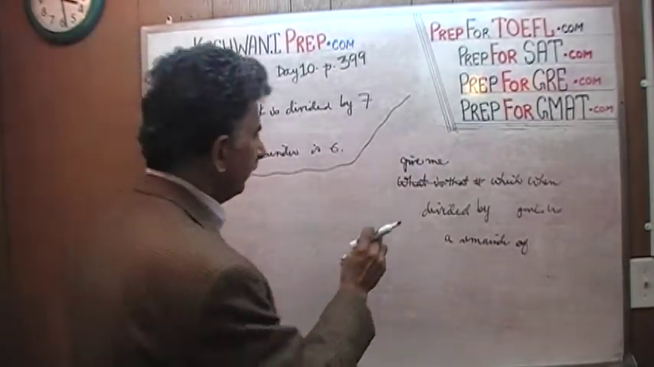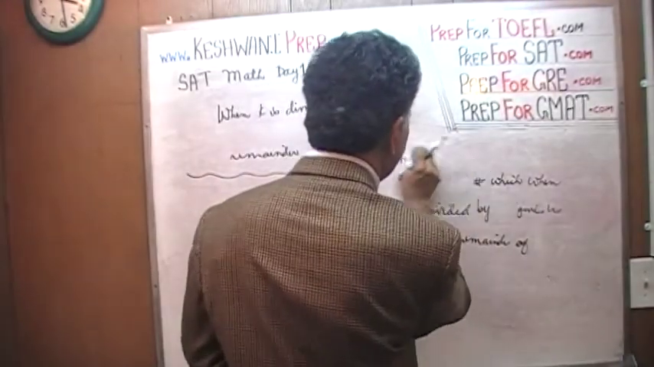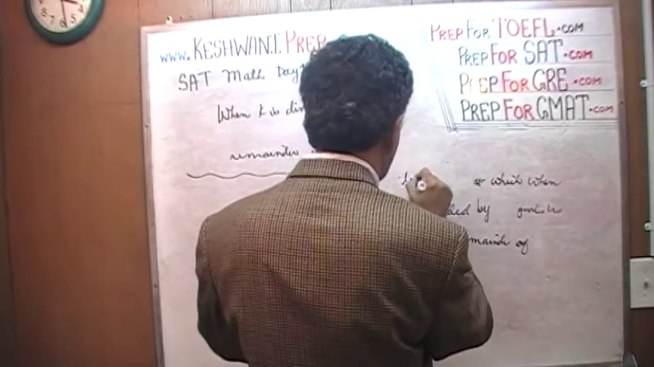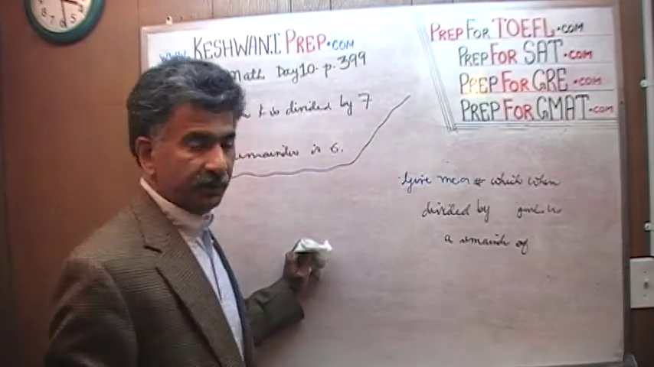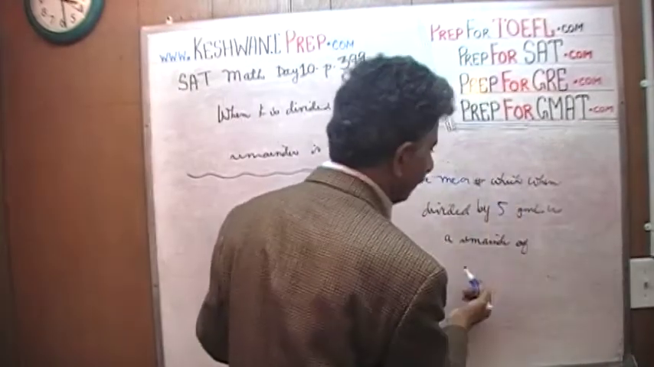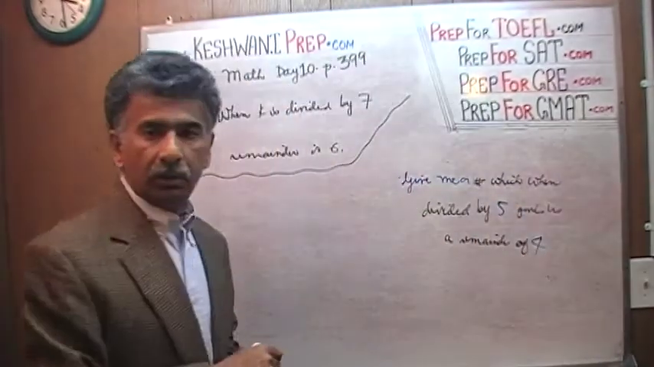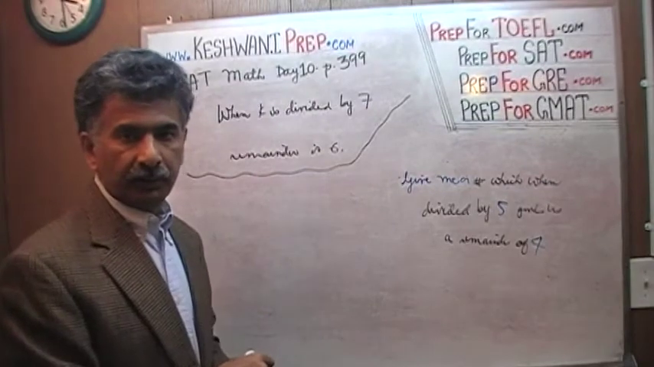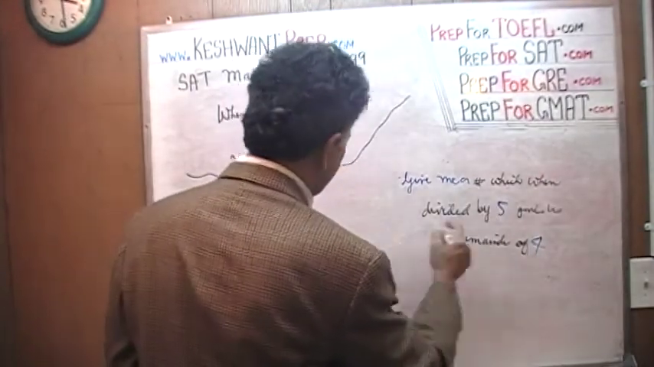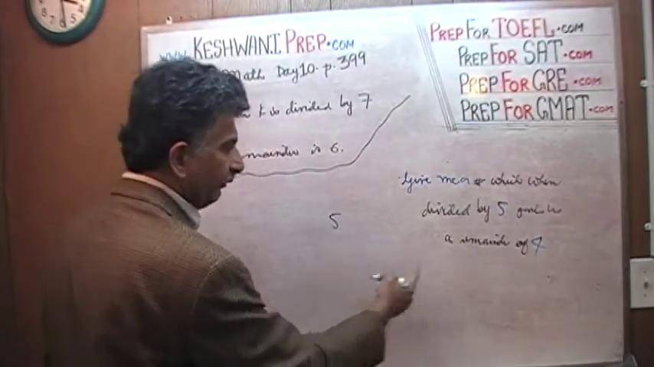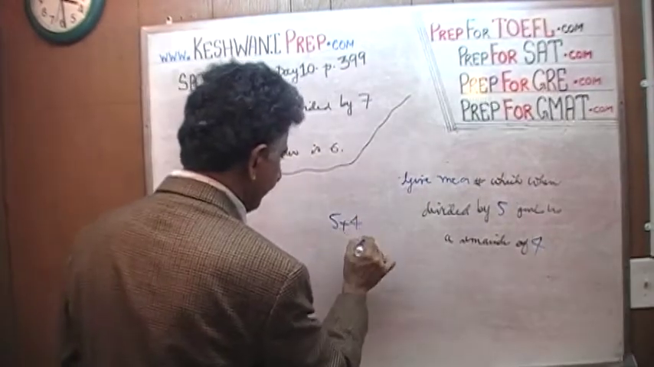Can you give me a number which, when divided by 5, gives me a remainder of 4? Well, that's very easy. If you want a remainder of 4, that's very simple. Take your 5 and add the remainder to it.